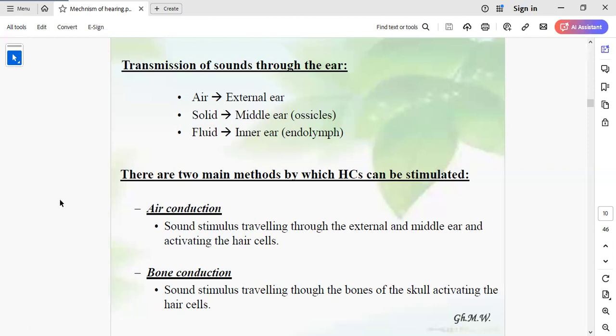So sound reaches the cochlea by two mechanisms, either air conduction through external ear, middle ear to inner ear, or bone conduction by vibration. Our sound will vibrate the skull bone, causing vibration in inner ear fluid, starting a traveling wave in the inner ear fluid and causing activation of the nerve ending.